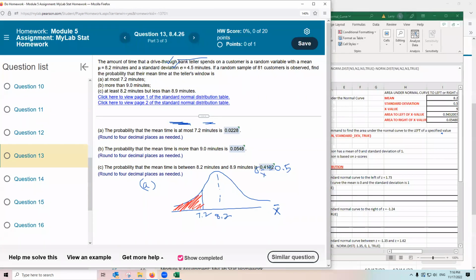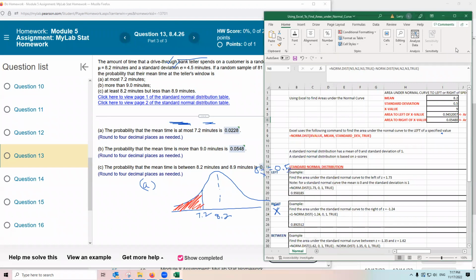In this Excel calculator, it says here, if you want to know the area under the normal curve to the left or the right, you type in the mean, then the standard deviation, and then the X value you're interested in. And then here is the area to the left, and here's the area to the right of that X value. All right, so let's do it. In our case, the mean is 8.2. The standard deviation was 0.5, and we want to know the area to the left of 7.2.